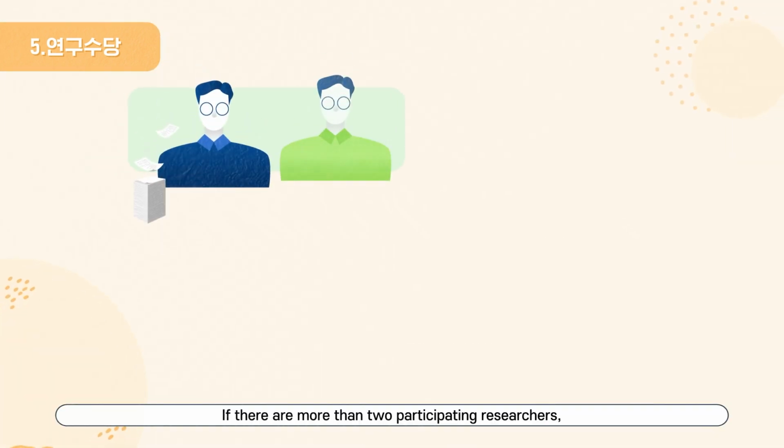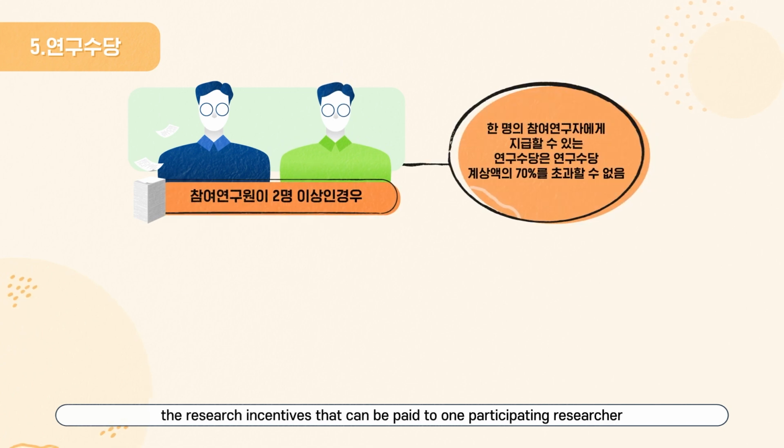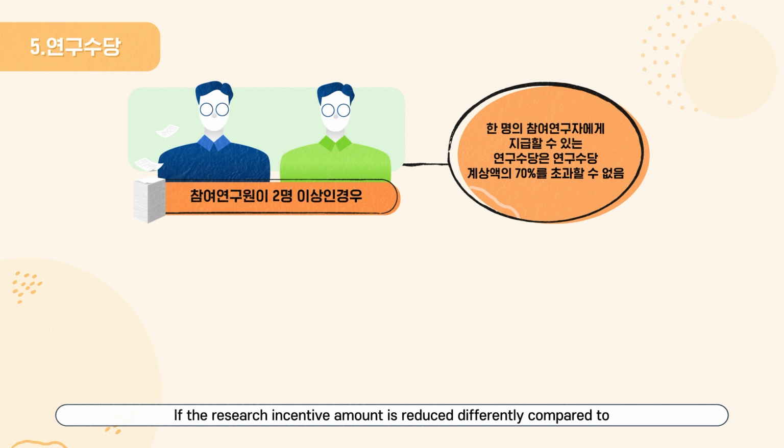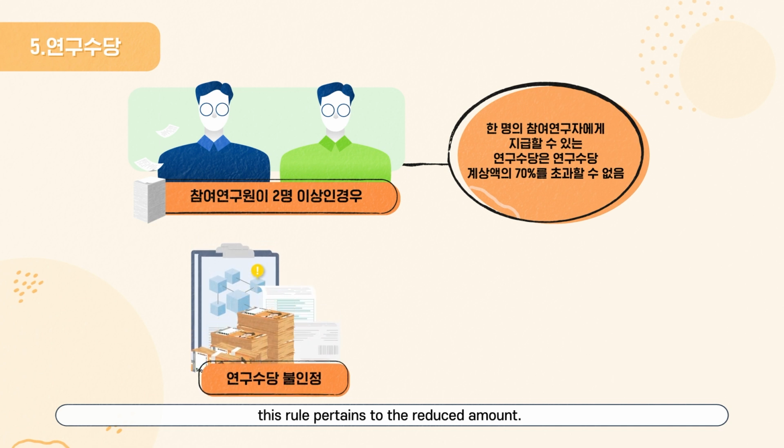If there are more than 2 participating researchers, the research incentives that can be paid to one participating researcher shall not exceed 70% of the total amount of the research incentives. If the research incentive amount is reduced differently compared to how it is stated in the R&D proposal at the time of the contract, this rule pertains to the reduced amount.